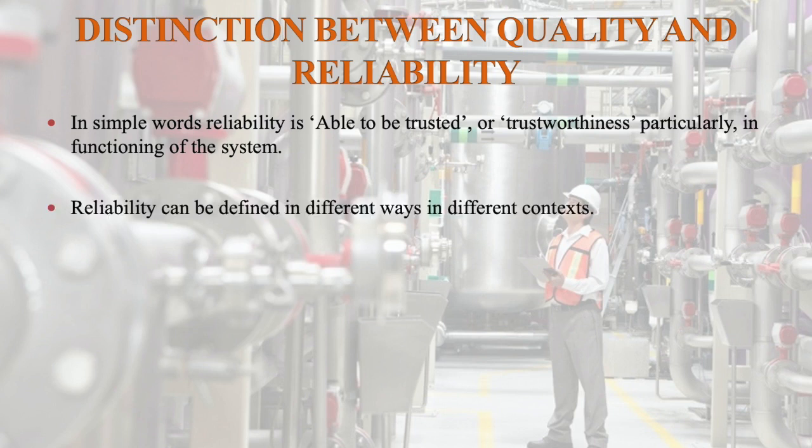In simple words, reliability is being able to be trusted, or trustworthiness, particularly in the functioning of a system. Reliability can be defined in different ways in different contexts. A few examples are given below.